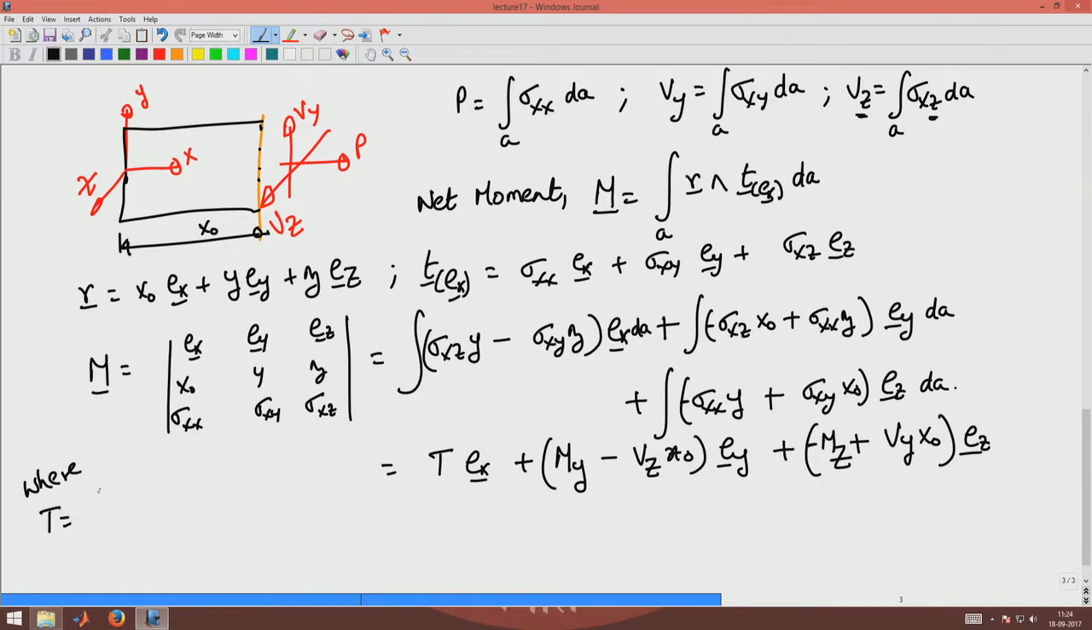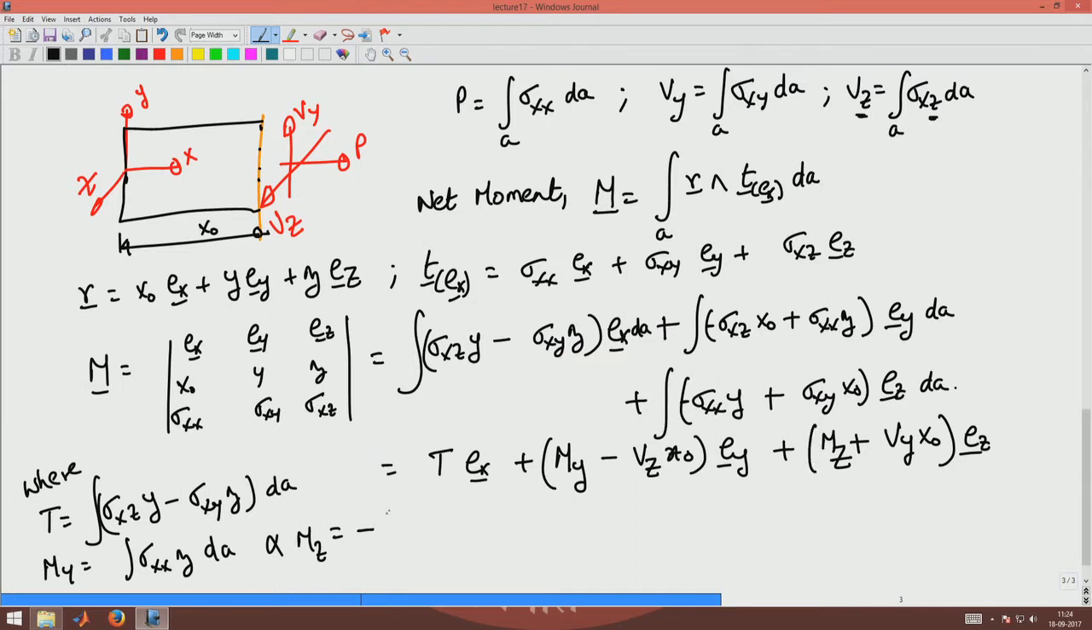T is integral sigma xz y minus sigma xy z dA, My is integral sigma xx into z dA, and Mz, I want to write with the negative sign. So, this will be minus integral sigma xx into y dA. Okay. Now, this x naught is a constant.